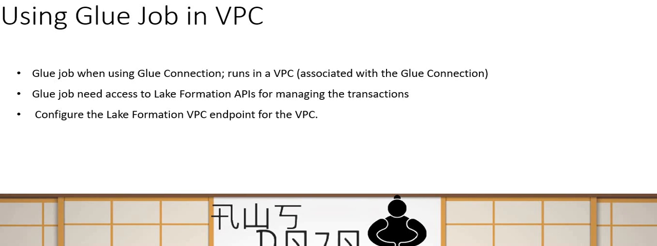So keep this in mind, guys, and this is very important, otherwise you will face a lot of errors. If you're creating a glue job which is running with a glue connection, that means it's running inside a VPC, so you should either have the subnet associated with a NAT gateway, or to be more secure, configure a Lake Formation VPC endpoint for that particular subnet, so that the glue job running in that subnet will have access to Lake Formation APIs. This is especially important if you are working with a glue job running in a VPC. Now, time for a demo.